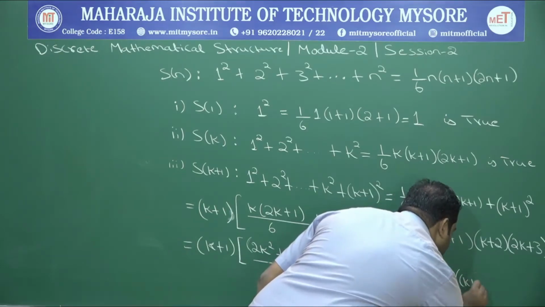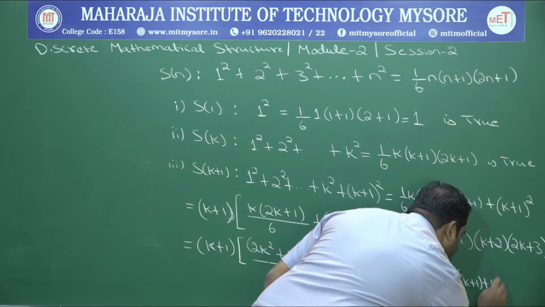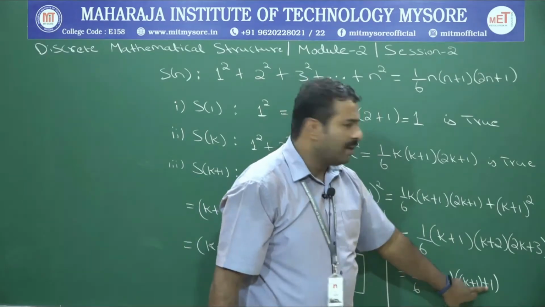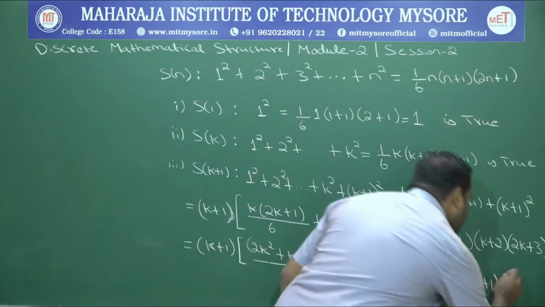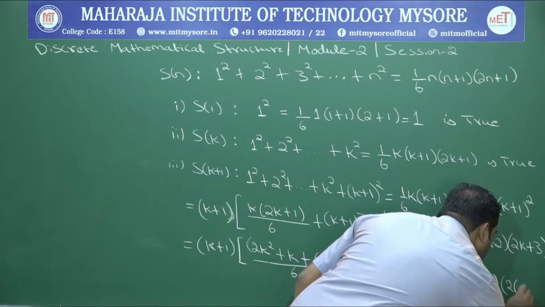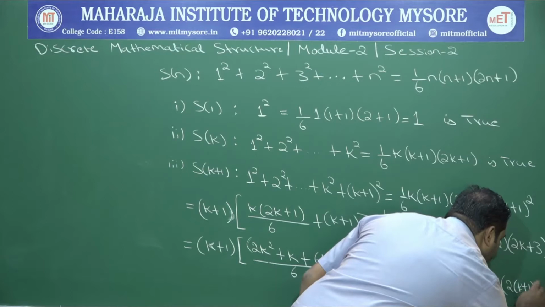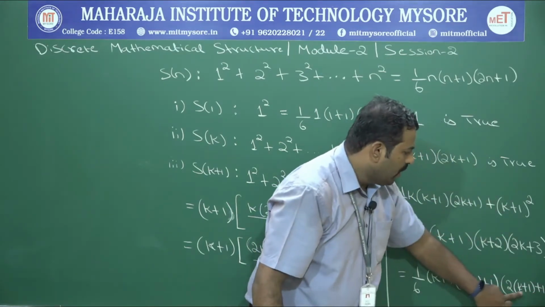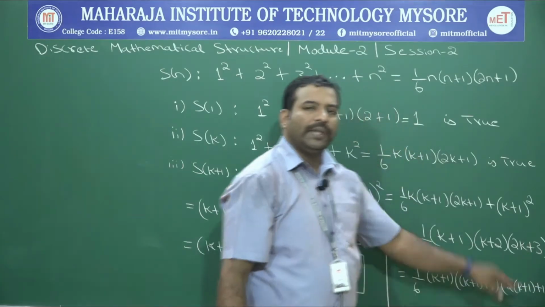And now this becomes k plus 1 plus 1. And now this n plus 1 is k plus 1 plus 1. And now this is going to be 2 into k plus 1 plus 1. Hence, now 2 into 1 is 2, plus 1 is 3. Hence, this is going to be similar to this.